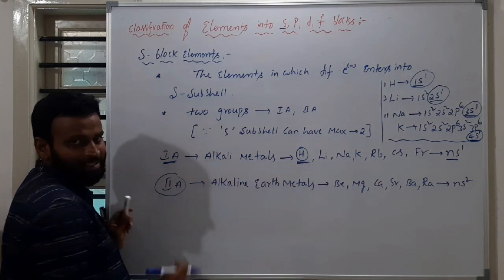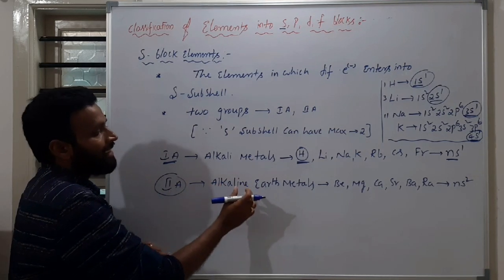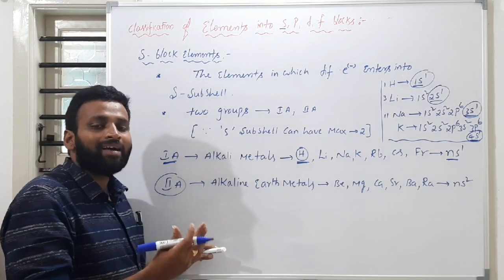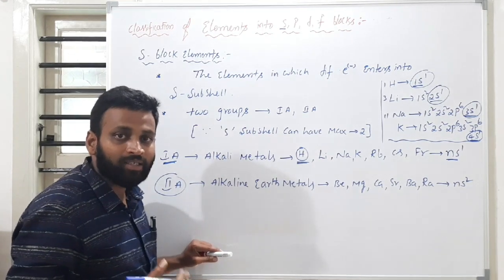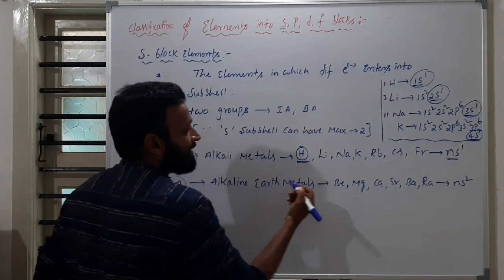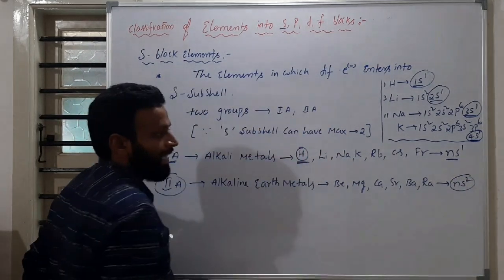Alkaline earth metals, these are called. Group 2A elements are called what? Alkaline earth metals. Why are they called alkaline earth metals? They occur in the earth's crust. That's why they are called alkaline earth metals, and their general configuration is ns2.